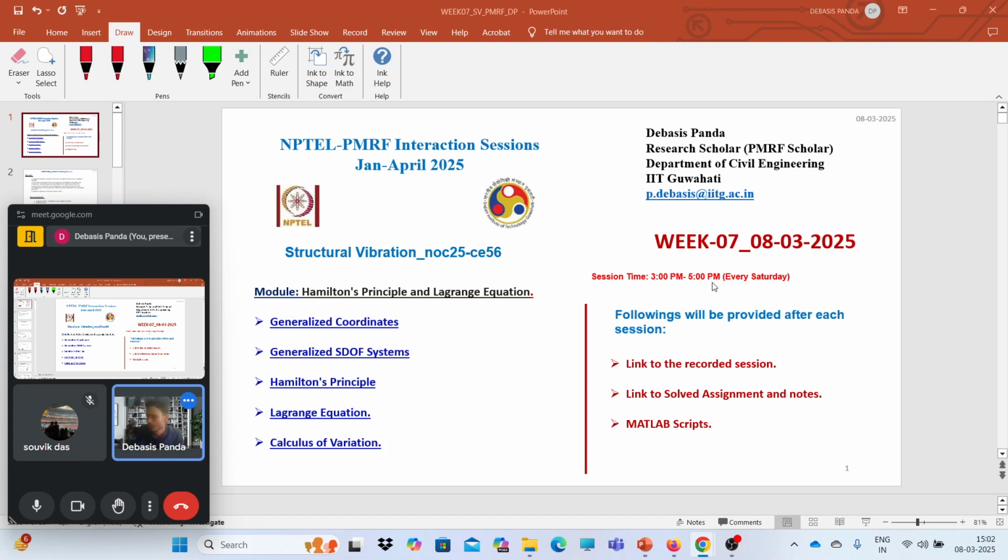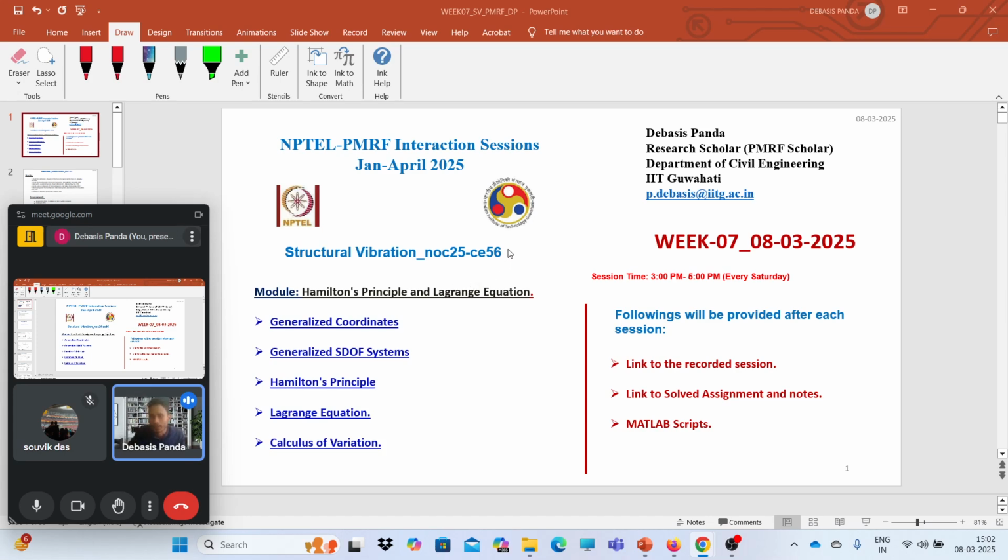What we do is go through the concept of the current week, then we solve different kinds of problems which will be useful to solve your assignments of the current week through pen and paper. Also, we solve different examples using MATLAB. After each interaction session, you will get the recording video, solved assignments, and the MATLAB scripts. Today, we will go through the variational calculus.